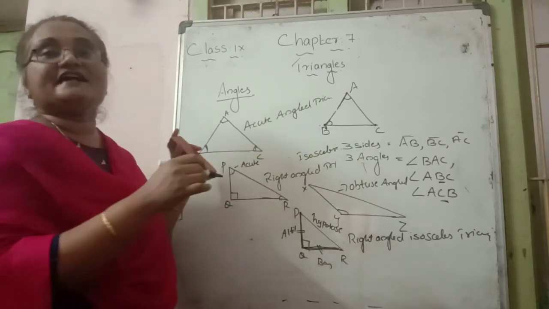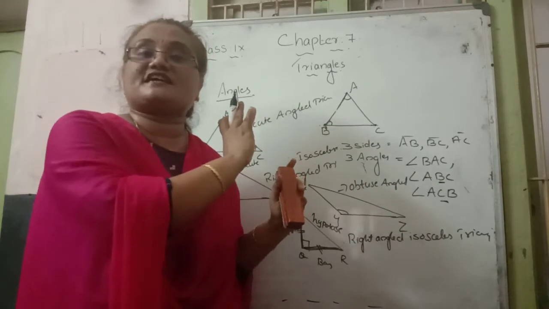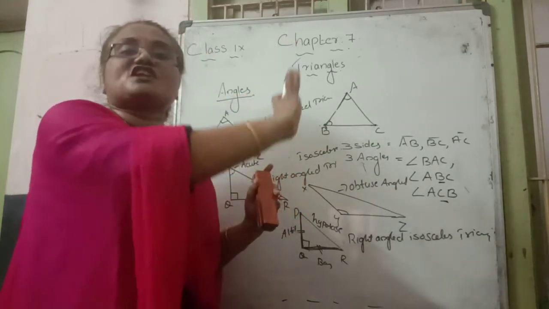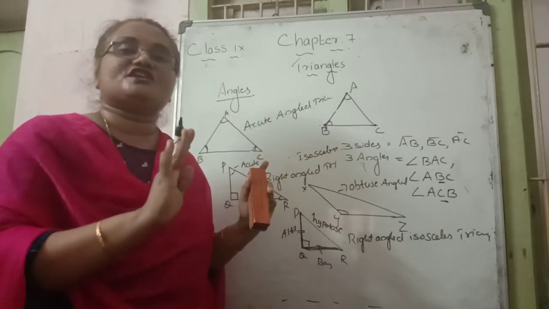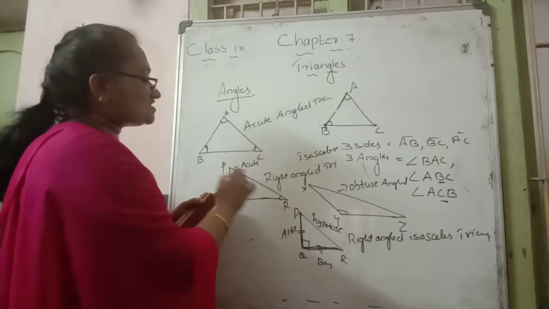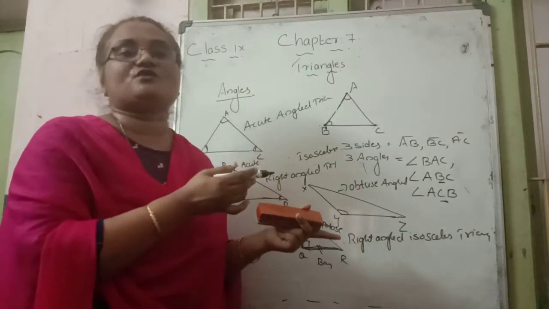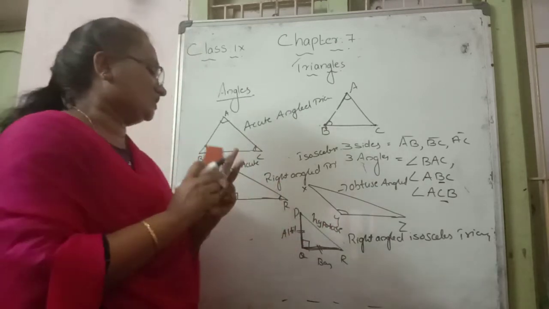Then only, when adding, we get the sum. Earlier we also learned a triangle angle property: when we add the three angles, how much do we want? 180 degrees. So here, 90 degrees means P angle and R angle become acute angles only. Then only, when we add, that measurement becomes 180 degrees.